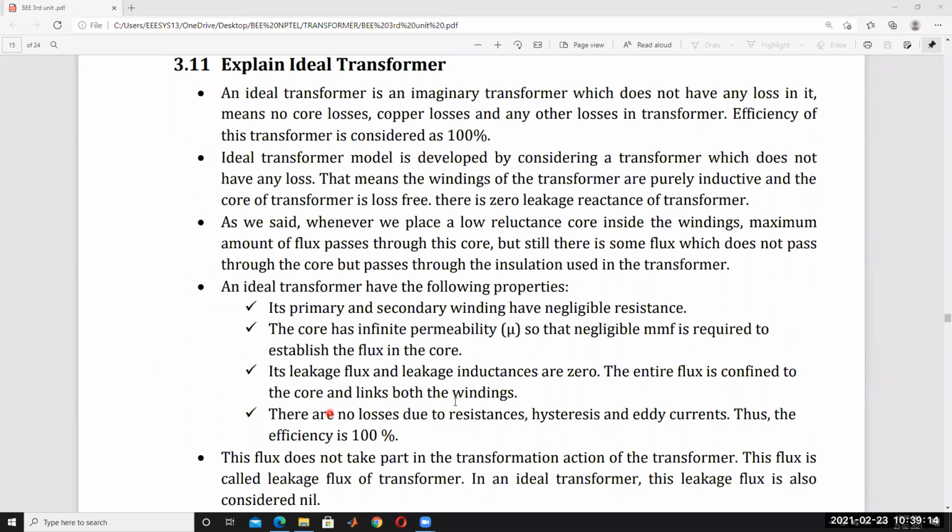There are different types of losses: hysteresis and eddy currents in the transformer core. And there is no loss due to resistance. If the winding has some resistance, then the loss across the resistor is I square R. That is the resistance loss in the transformer winding. Am I right or not?